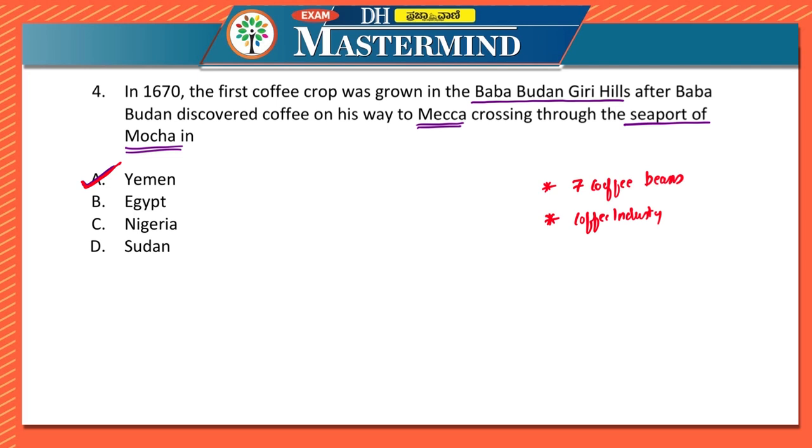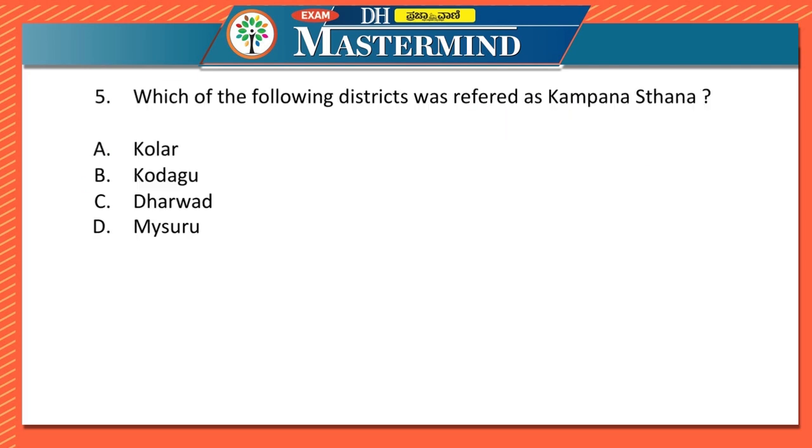Let us move to the fifth question. Which of the following districts was referred to as Kampana Sthana? Most importantly, old names of particular places are some of the most favorite questions for KPSC. So from that point of view also, in the geography of Karnataka, we'll be discussing those as well, with some points with respect to that particular state also.